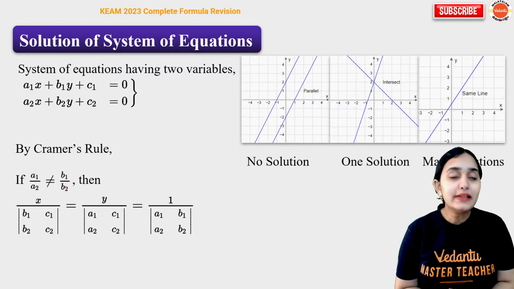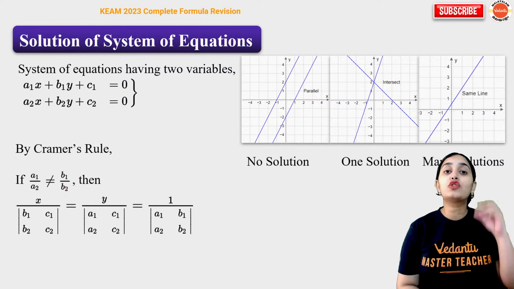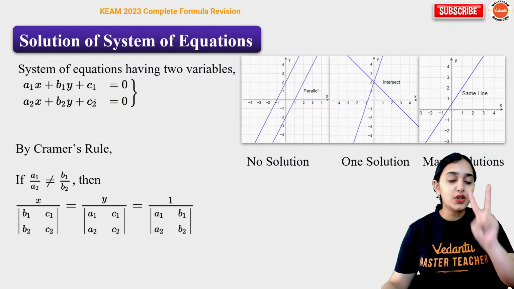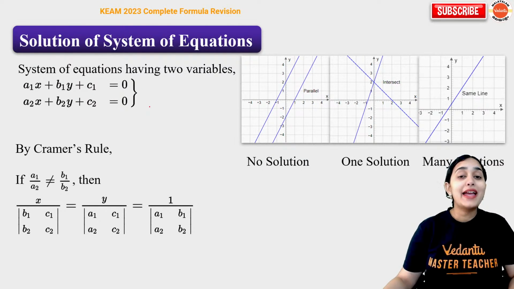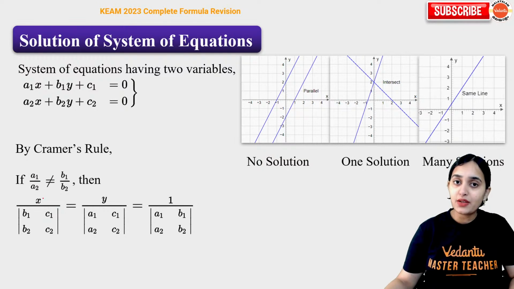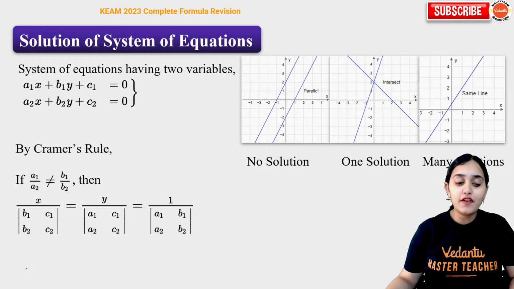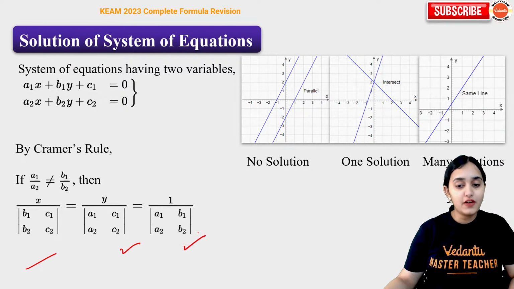Next, using matrices and inverse, you can find the solution of a system of equations. Now, if you have two equations, a1x plus b1y plus c1 equals 0, a2x plus b2y plus c2 equals 0, by Cramer's rule, if a1 by a2 is not equal to b1 by b2, then x upon determinant of this is equal to y upon determinant of this is equal to 1 upon determinant of this.